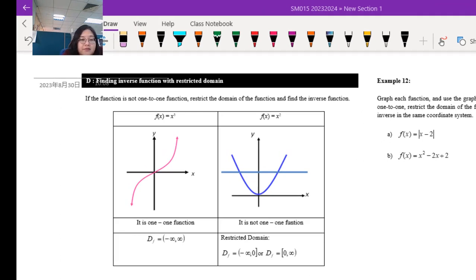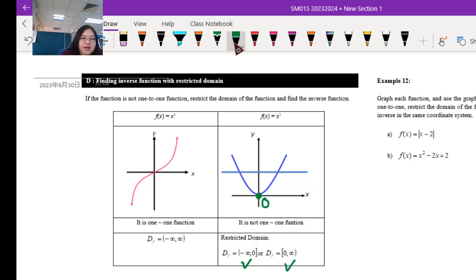But when it is a quadratic function, as we know, the quadratic function is open downward or open upward. So when we do the horizontal line test, it will cut more than one point. Therefore, we have to do the restriction based on the turning point. In this case, the turning point is (0, 0). Right? This is (0, 0). Therefore, the restricted domain will be two-sided. It is either the left-hand side of the 0 or the right-hand side of the 0.